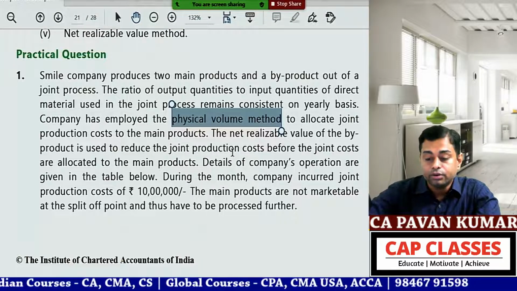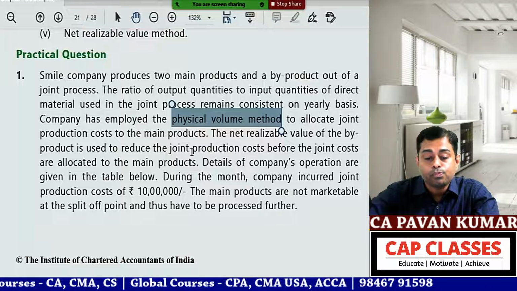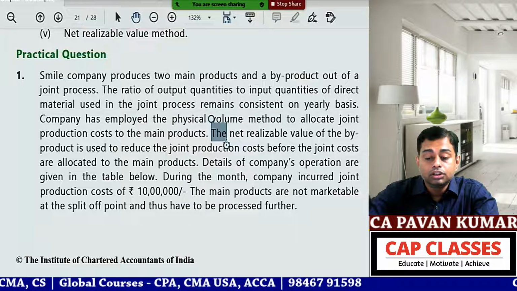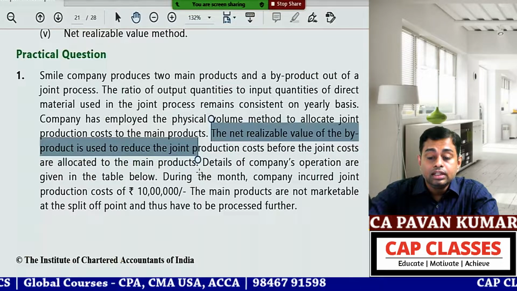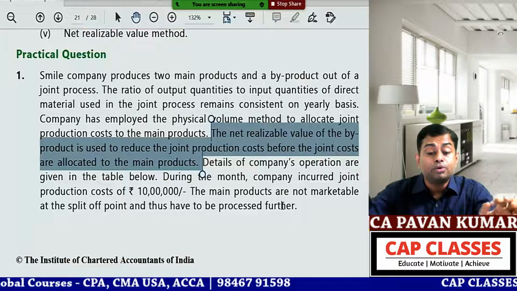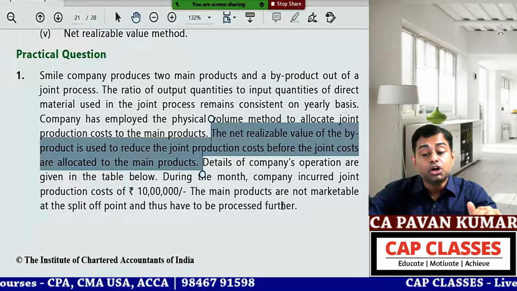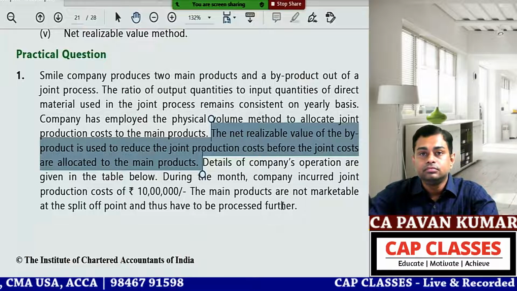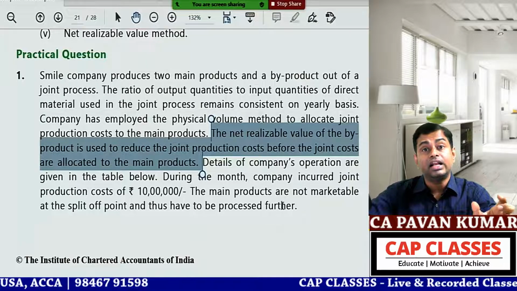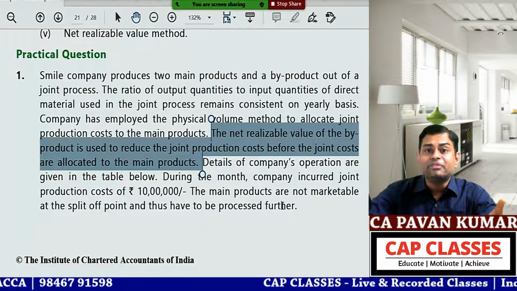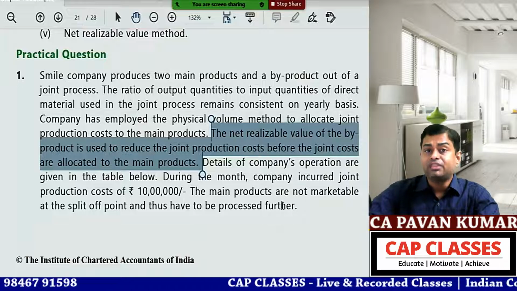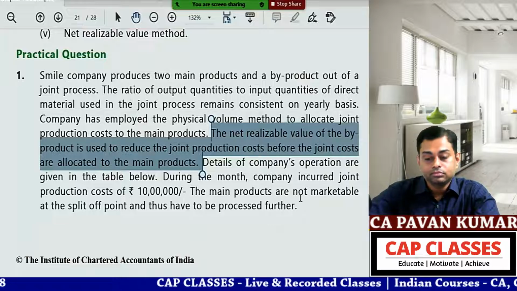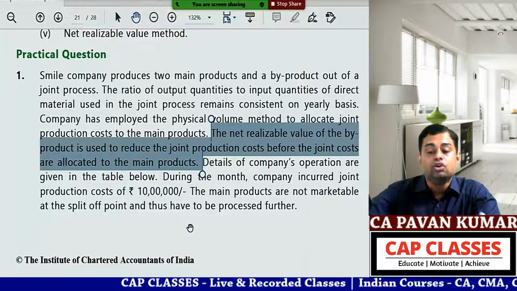Continue. The net realizable value of the byproduct is used to reduce the joint production cost before the joint costs are allocated to the main products. Did I explain this? Step 1, calculate net realizable value of byproduct. Step 2, subtract it from the process cost. Step 3, net process cost will be apportioned to main products. Even if they do not give this sentence, we'll do that only. Next.